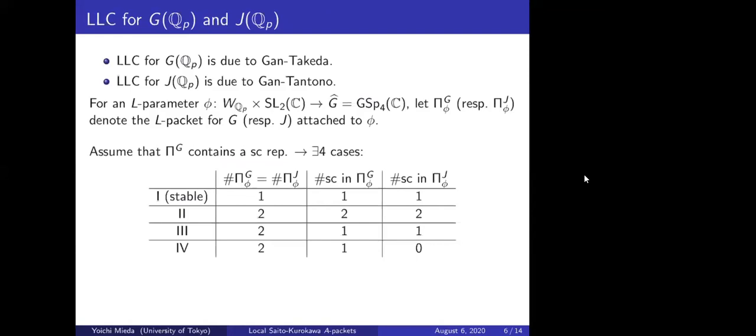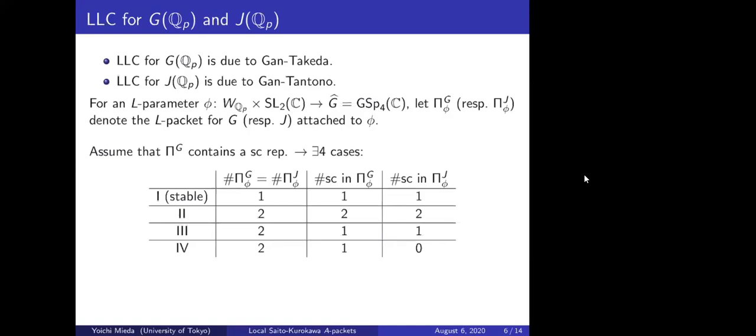So we can classify this L-parameter according to the number of L-packets and the number of supercuspidal representations in each L-packet. So the type one case is the simplest case. In this case, these L-packets are singletons, and the number of supercuspidal representations, so we assume that this contains a supercuspidal representation, is equal to one. And in that case, this Π_φ^J consists of one supercuspidal representation.